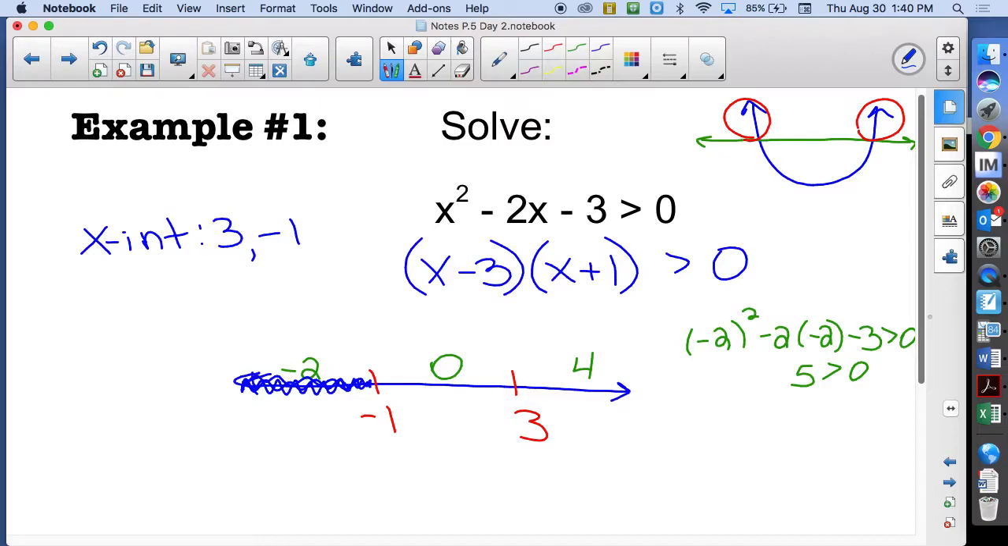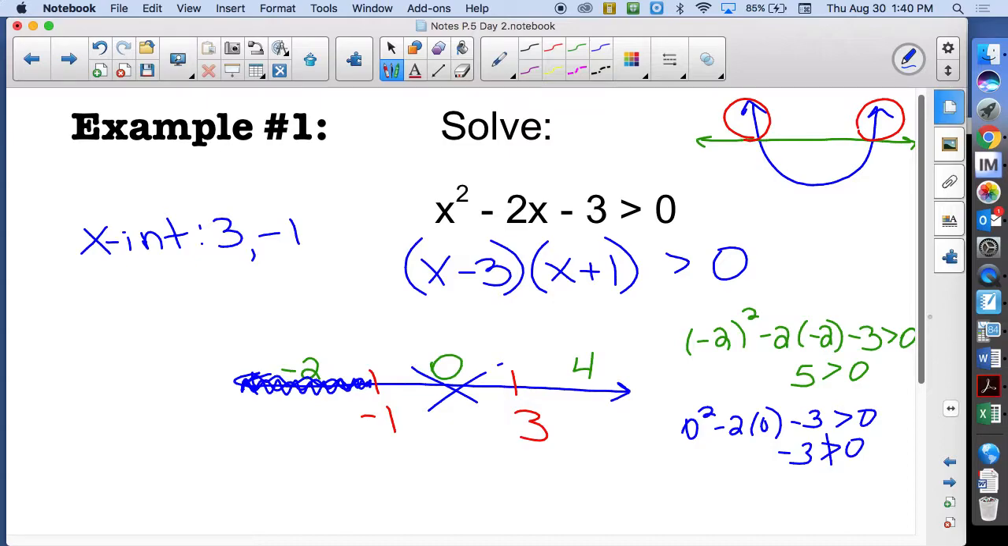Now let's check out 0. Well, 0 is easy because 0 squared minus 2 times 0 minus 3 is negative 3. Is negative 3 greater than 0? No way. Put a little line through that. That means it's false. I'm going to X this out to show that it's false.